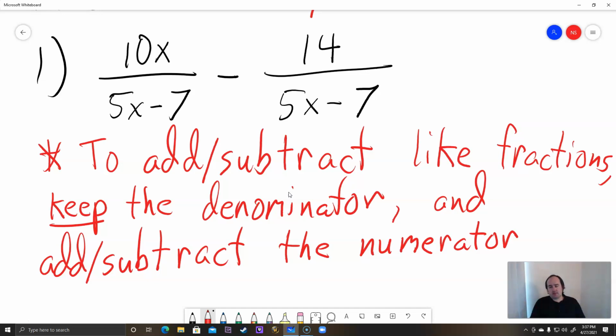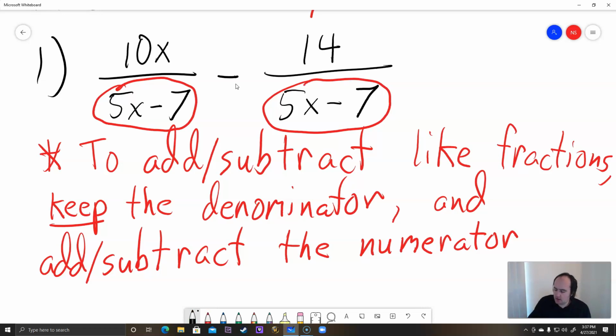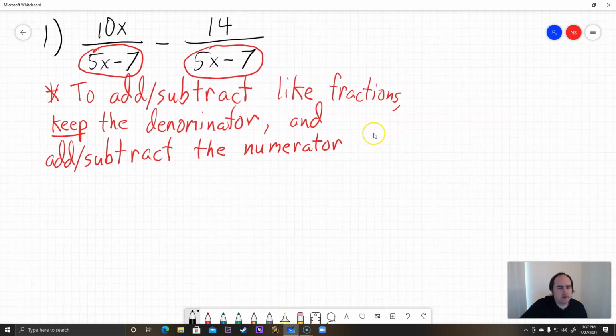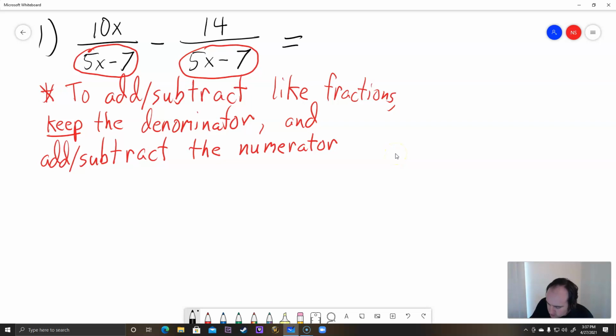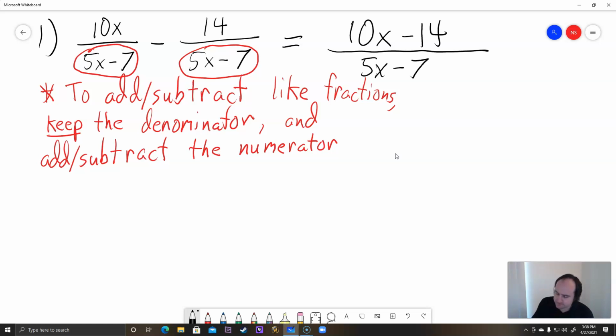We combine the top. Because they have the same denominator, the denominator is 5x minus 7 for both of them. We're going to get 10x minus 14 all over 5x minus 7. Let me zoom out a little bit. This whole thing is going to become, in the numerator, 10x minus 14, and then we keep the denominator, so the denominator is going to be 5x minus 7.